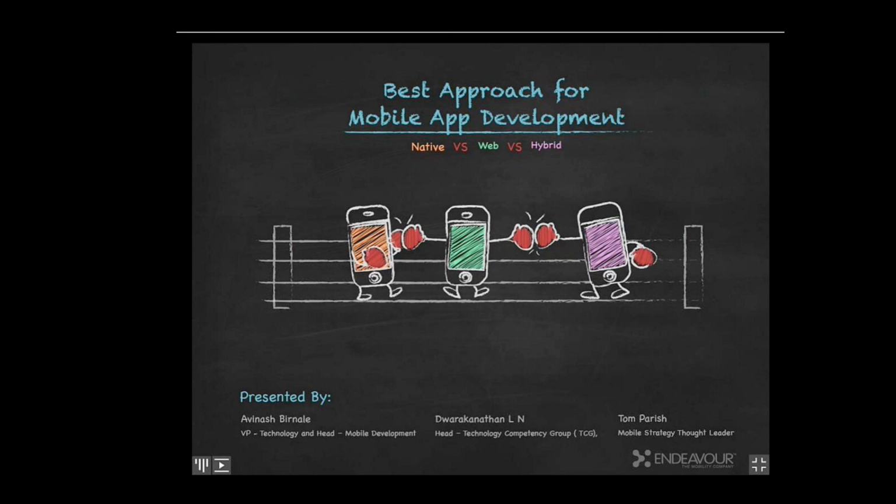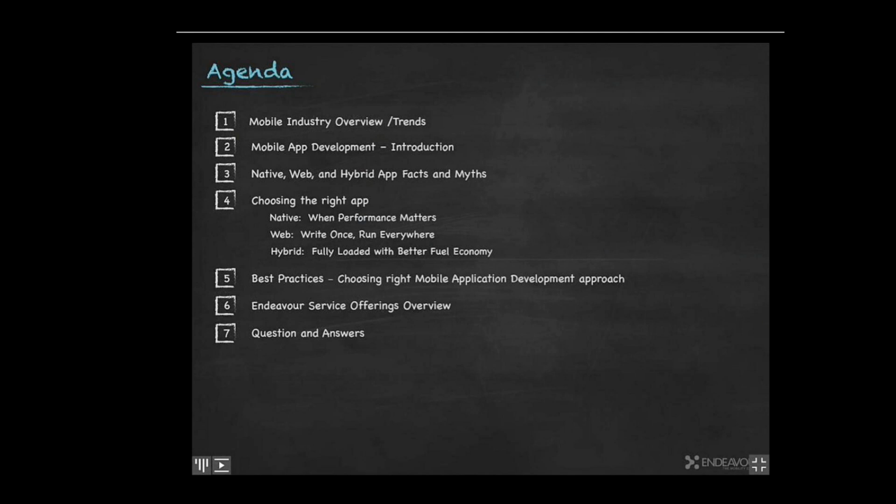So let's begin on the agenda, Sanjay. I'm going to cover a mobile industry overview. There'll be some trends here that some of you may know, but there are some nuances in what's going on in the mobile industry, especially from an enterprise perspective, that we'd like for you to know more about. Then I'll actually talk about mobile app development as it relates in general to hybrid, web and native type apps.